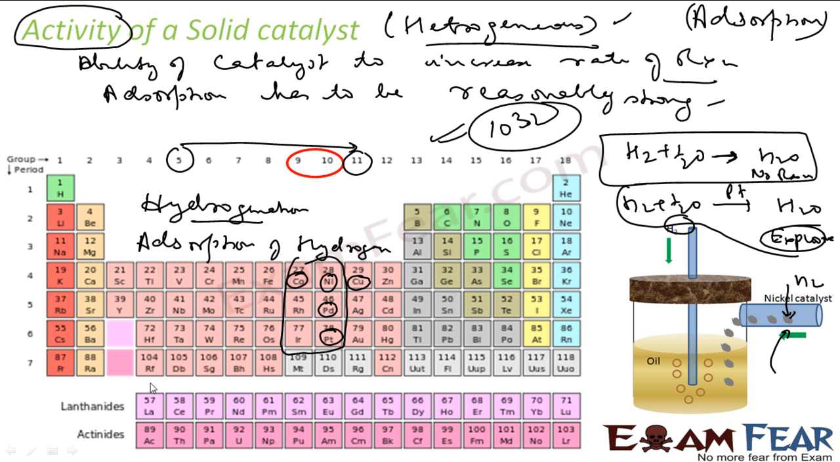See, these catalysts will work only for a spontaneous reaction. If delta G for a reaction is less than 0, then only my catalyst will work. If it is a non-spontaneous reaction, catalyst won't help, because if it is non-spontaneous, that means the reaction won't happen, right? But if it is a spontaneous reaction, that means the reaction will happen.